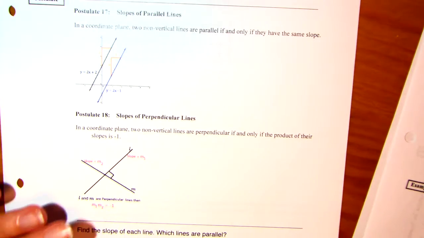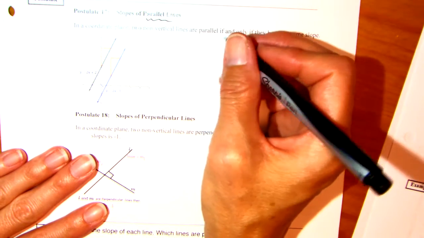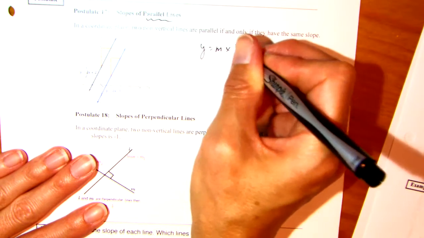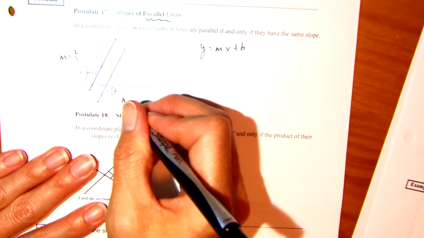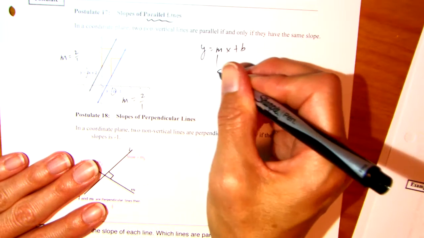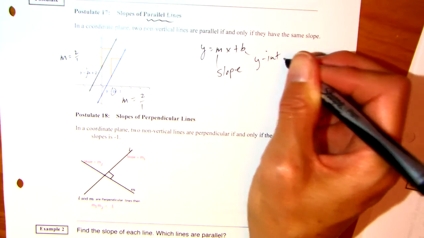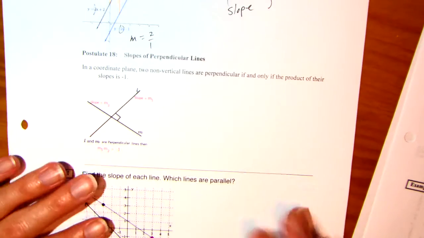Playing with slope. Alright, so the top of this page, slopes of parallel lines. Parallel lines have the same slope. So if you look at this one here, the slope, remember y equals mx plus b, the slope is 2 over 1. And how about this one? The slope is 2 over 1. So that's our slope. And that's our y-intercept. So parallel lines have the same slope. All right, how about this one?